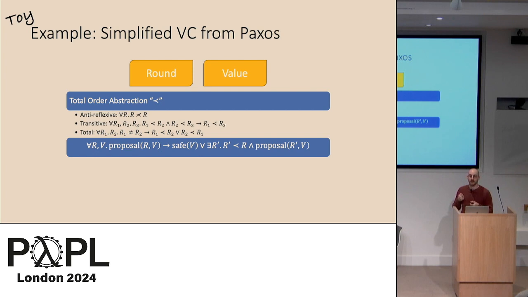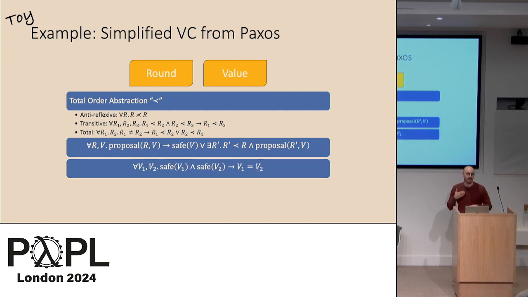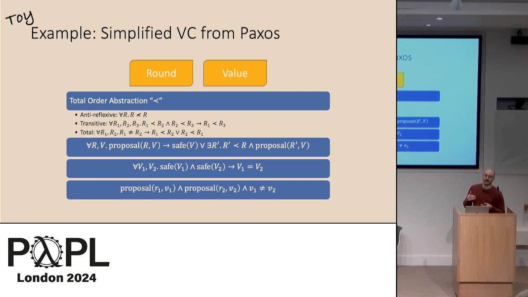Then we have this proposal mechanism, which has this invariant that for any round R and value V, if V is proposed in R, then either V is safe, or there's a previous round R prime where V was already proposed. This predicate safe(V) in Paxos is a complicated condition that ensures consensus, but for this simplified example, it's enough to think of it as there can only be one safe value. And lastly, we want to see if the system can be buggy. So can there be two different values that were both proposed?